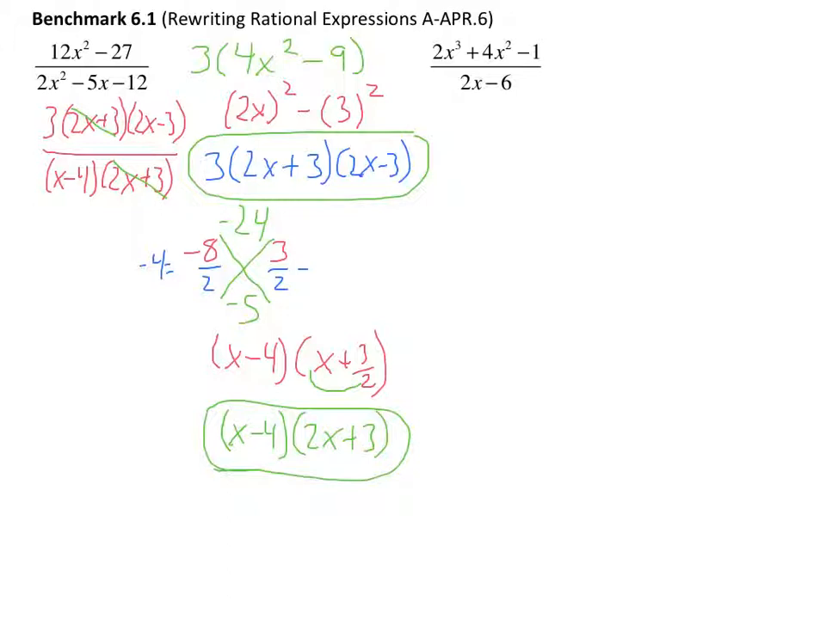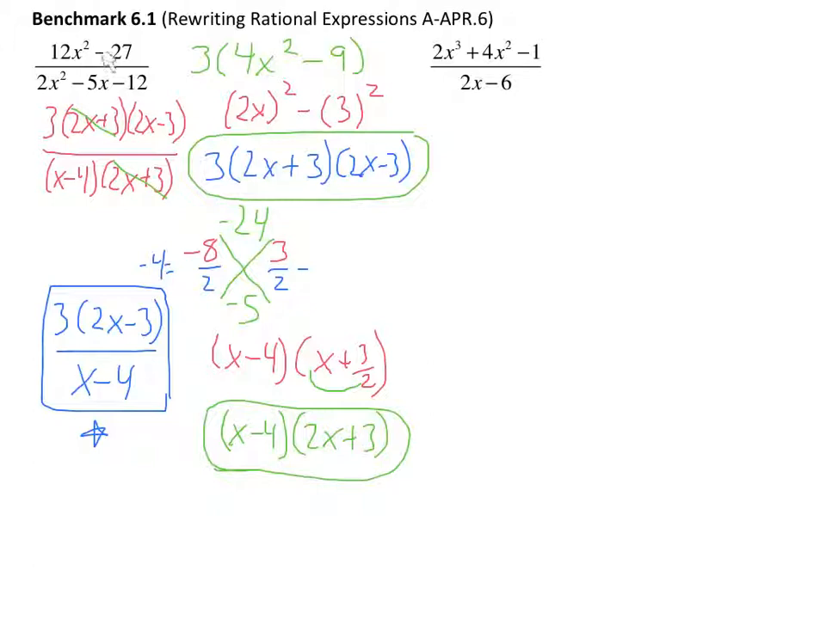They cross out, becoming a 1. Nothing else crosses out. So my answer looks like it's going to be the 3. I still have the 2x minus 3 over an x minus 4. Nothing else can cross out. So this right here is my answer. That is my simplified form by factoring.